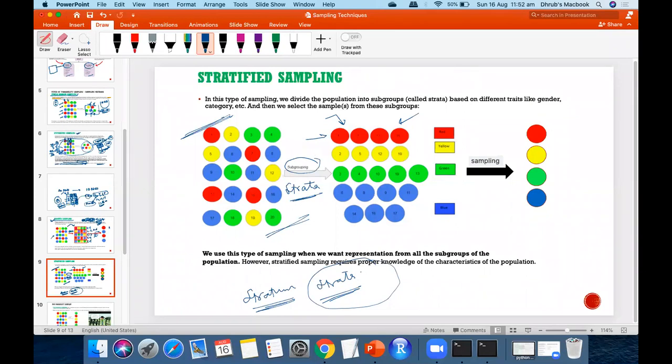So here, to represent the similar in nature, I have divided the subgrouping in a way that this is a strata of red, this is a strata of yellow, this is a strata of green, and this is a strata of blue. Clear? And then we do random sampling from each strata. There we were just picking one cluster. Here we are doing sampling from each strata. Is it clear?